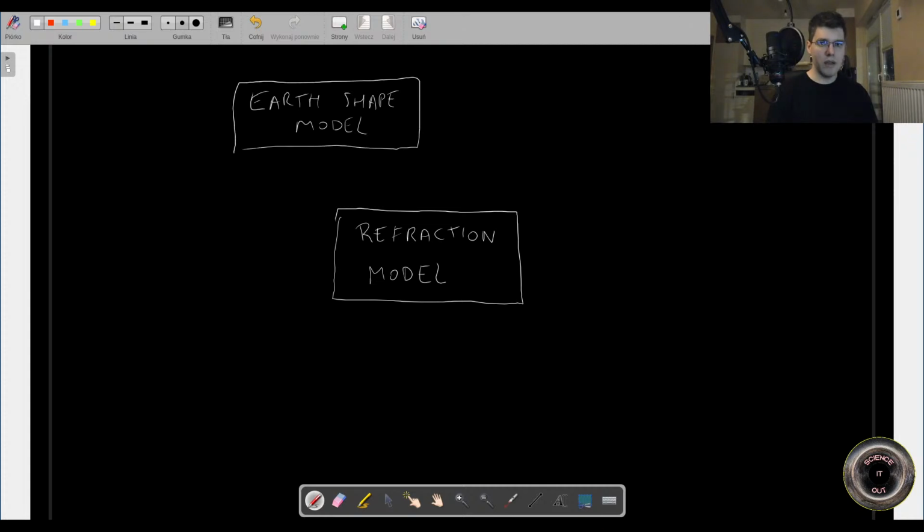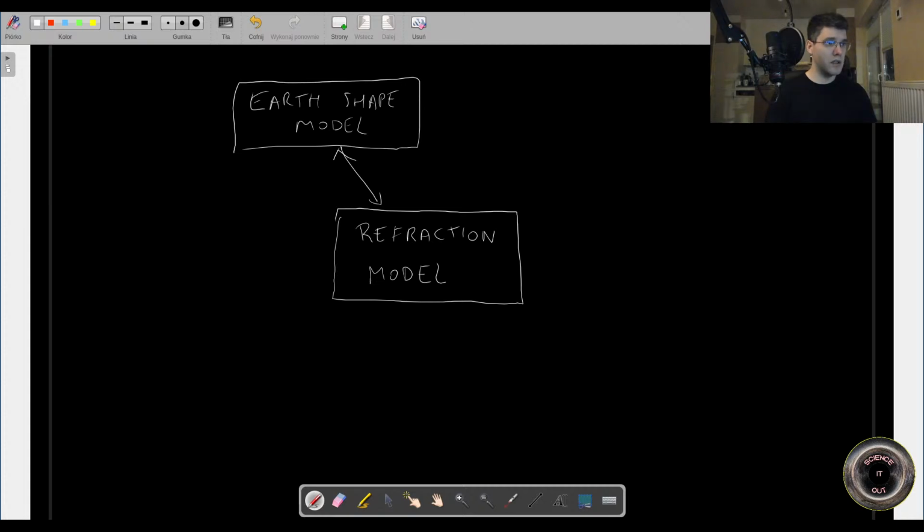And these are related because the equations that the refraction model uses depend on what Earth shape model is assumed. So the equation that is being used is slightly different on a flat Earth than it is on a globe. We will see in a while why that is. Well, it's justified. It's not just something I pulled out of who knows where. So these are connected actually.